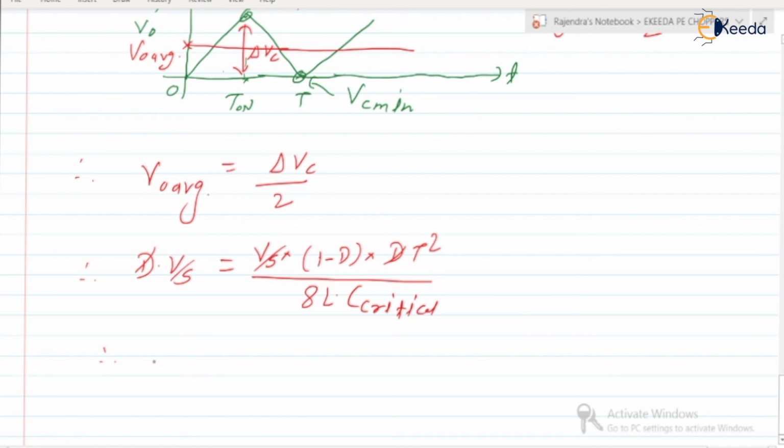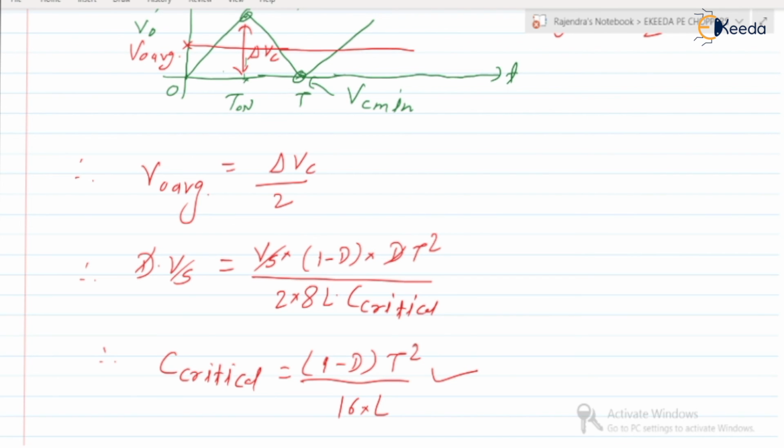Okay, so therefore we can write C critical is equal to what? 1 minus D into T square divided by, yes, it is 2 here, so we need to write 2 into 8, so it is 16 into L. Okay, into L. This is what C critical will be. Okay, the expression for the critical value of the capacitance, right? Expression for the critical value of the capacitor. Are you getting the point?